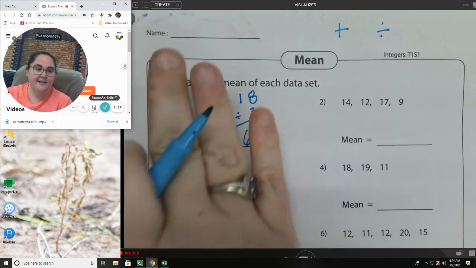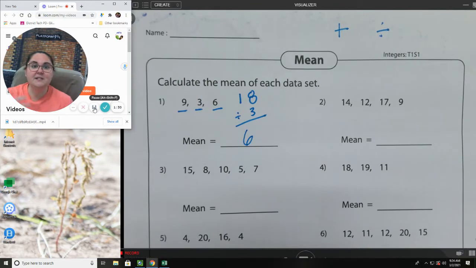Now, this one is very simple. There are only 3 numbers. As you get into a larger data set, it can be a little bit more challenging. We're going to do some things later on during our live lessons that can be a little harder to do, so make sure that you really pay attention during those lives, okay, guys? All right, let's look at number 2.